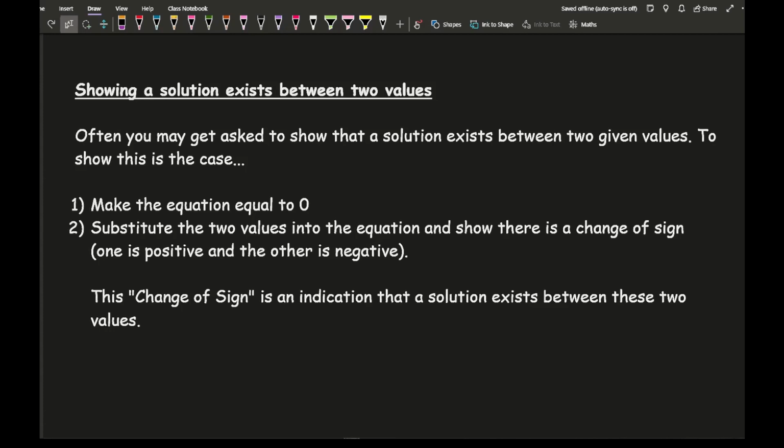Now the first thing is you want to make the equation equal to 0. Now in some cases this may already be done, in which case the question will be worth fewer marks because they've done one step for you. Now the next step, which is the most important, is that you substitute the two values that are given in the question and show that when you substitute in, the answers are one positive and one negative. Now this is known as a change of sign, and if there is a change of sign, then that indicates that a solution exists between the two values. So it's really important that you do remember these two steps when showing that a solution exists between two values.